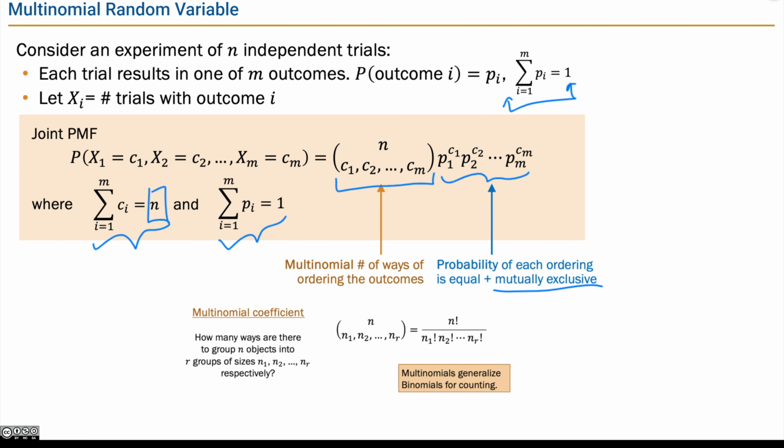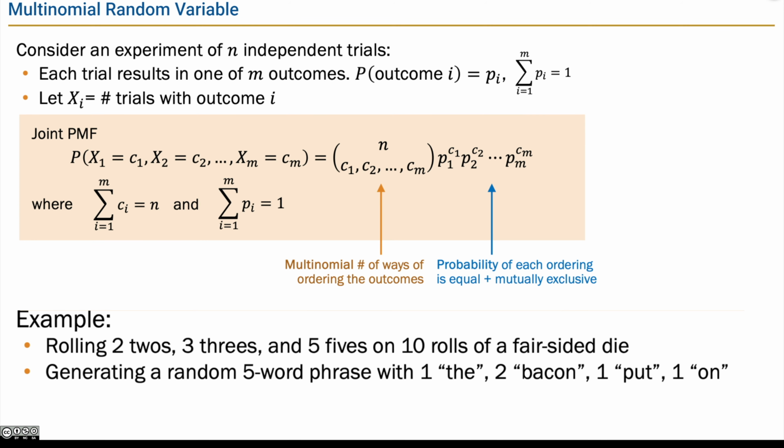The multinomial coefficient, I'm just writing it here again in terms of its generalization. This is what this notation means. Great examples in terms of dice or marbles: rolling 2 2s, 3 3s, 5 5s on 10 rolls of a fair-sided die. This one's a little more interesting: what if I want to generate a random 5-word phrase? What's the probability of getting 1 the, 2 bacons, 1 put, 1 on? This gets more interesting when we start using this idea to analyze text.